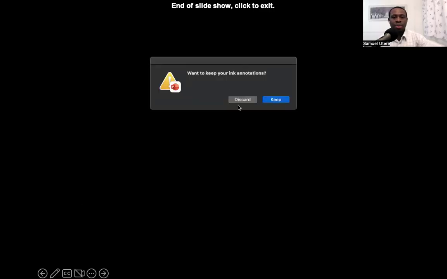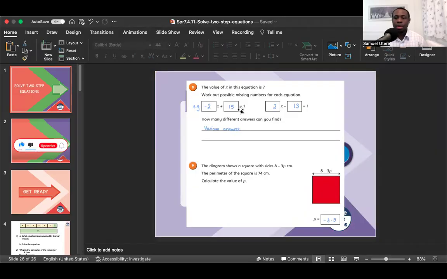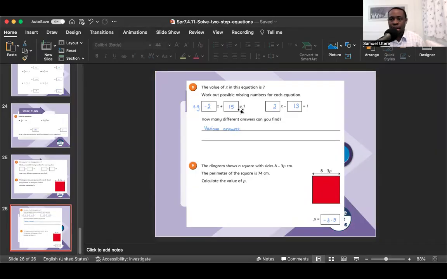And that brings us to the end of our lesson. So what we've learned so far is using the abstract method. First, we learned how to represent equations using the bar model. That was just to help us to understand the fundamental concept. Next, we moved on to understanding how to solve equations using the abstract method.